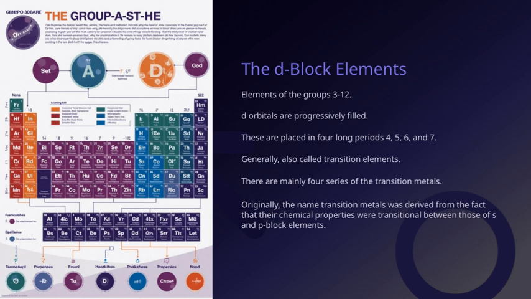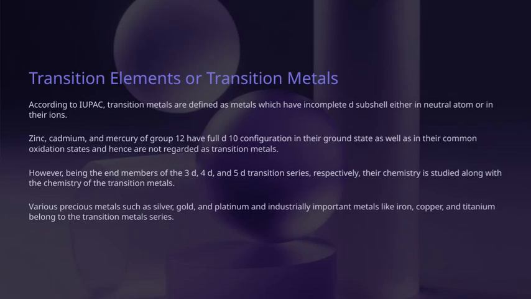The elements of groups 3 through 12 fall into this category, and they are collectively known as the D block elements. So, understanding these key points helps us see how their electronic structure and placement in the periodic table define their unique chemical behavior. Let's start by looking at some examples of transition metals. These include various precious metals like silver, gold, and platinum, as well as metals that are industrially important such as iron, copper, and titanium. These metals all belong to the transition metals series.